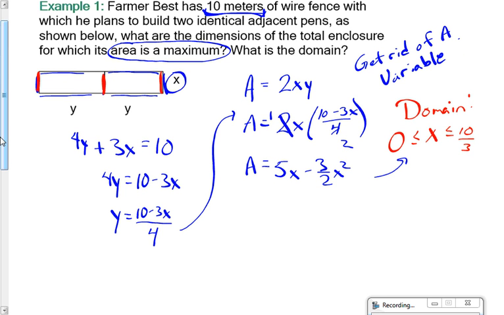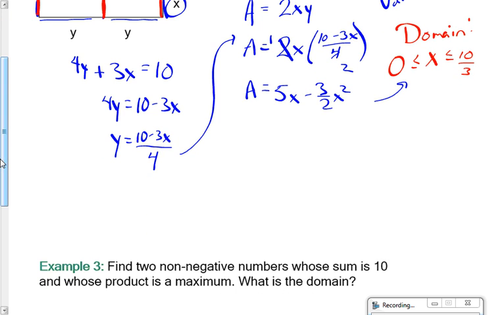Trying to maximize, so what should we do? I already told you what we're going to do. We're going to take the derivative. A prime is 5 minus 3x, right? When I differentiate, the 2 goes.